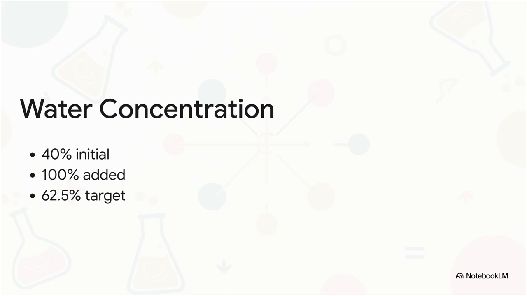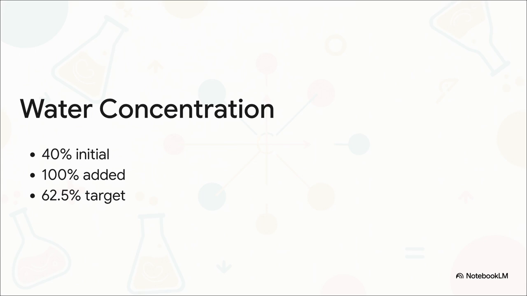Instead of juggling total volumes right from the start, we calculate the alligation based on the water percentage specifically. So our initial water concentration is 40% because 16 liters out of the 40 is water. The pure water we're adding has 100% concentration. Our target final water concentration, based on that new 3:5 ratio, means water makes up 5 parts out of 8 total, which is exactly 62.5%.